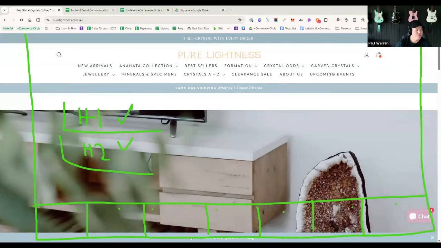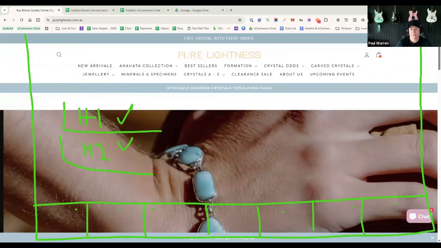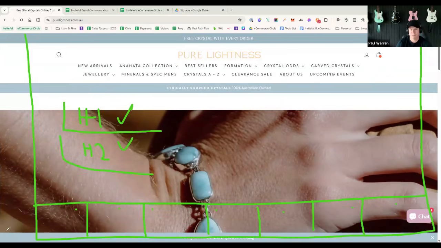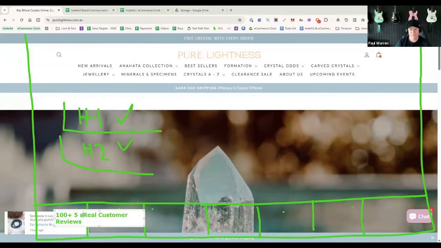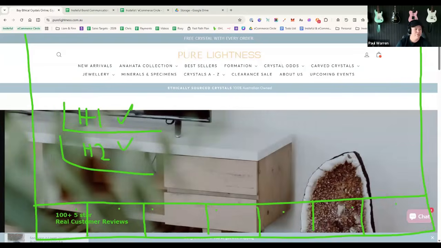So, for example, someone goes down here, right? And I'm going to draw on my screen. It's going to look terrible. You're going to have to forgive me. But it will be something along the lines of 100 plus 5-star reviews. So people read that and they go, oh, that sounds good.